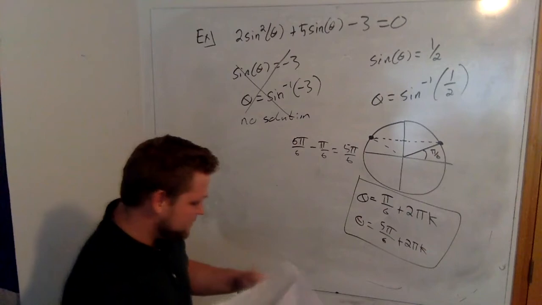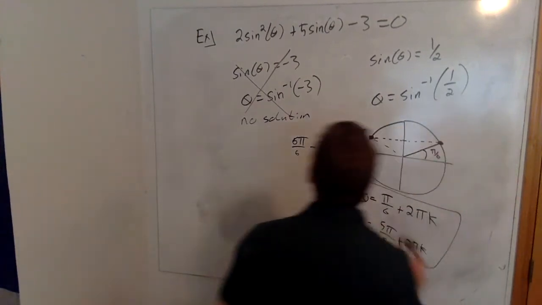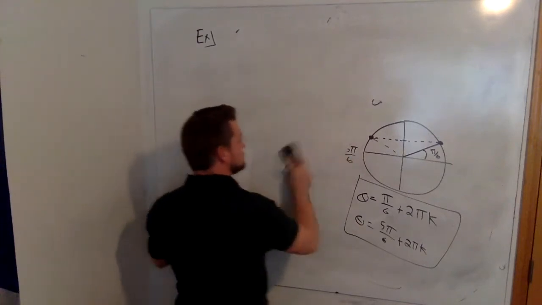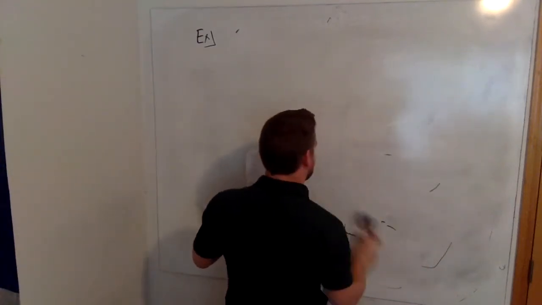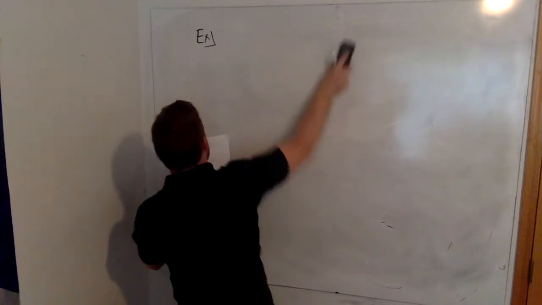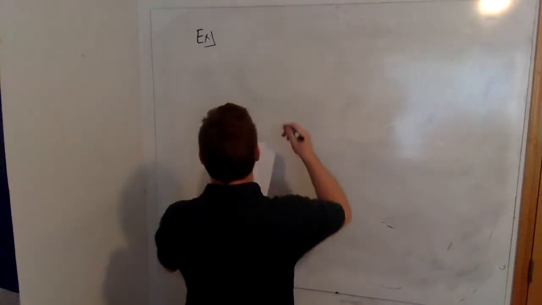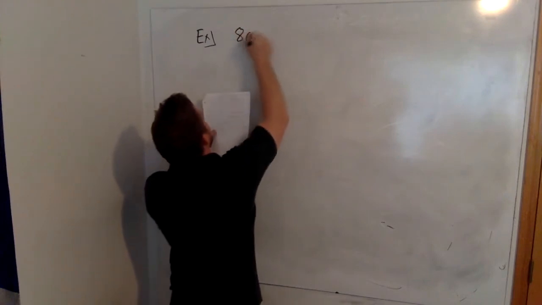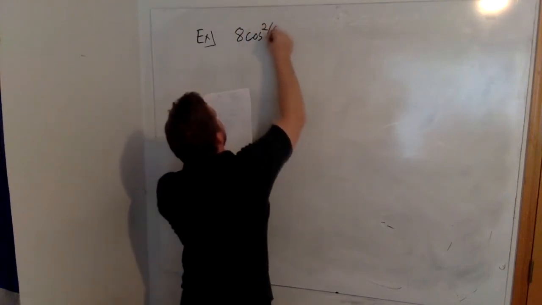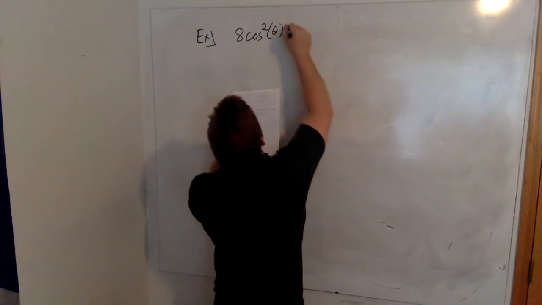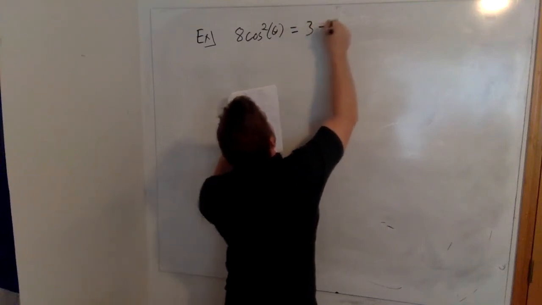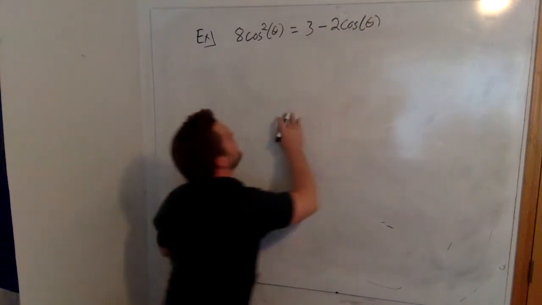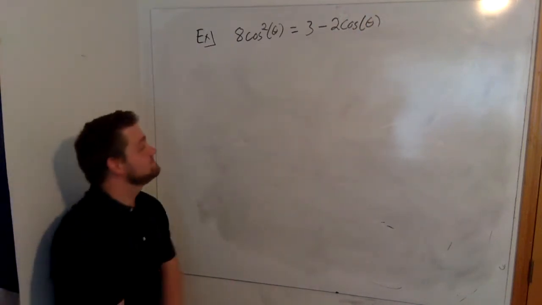Okay. Let's do another one. Let's have you try one. Try solving 8 cosine squared of theta is equal to 3 minus 2 cosine of theta. Pause the video and see if you can solve this here.